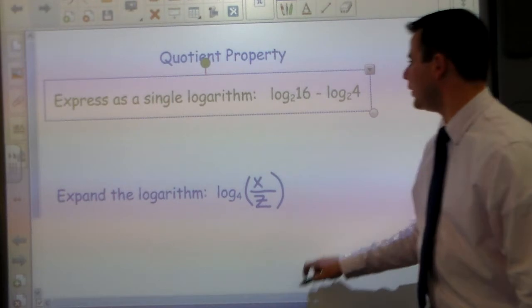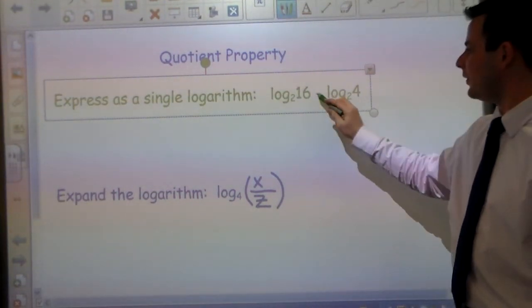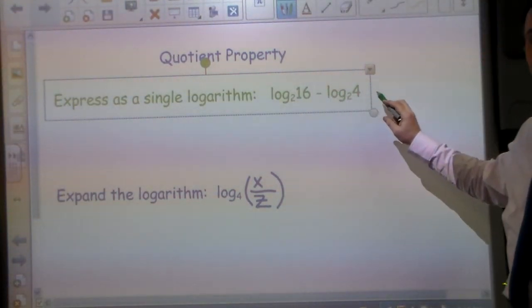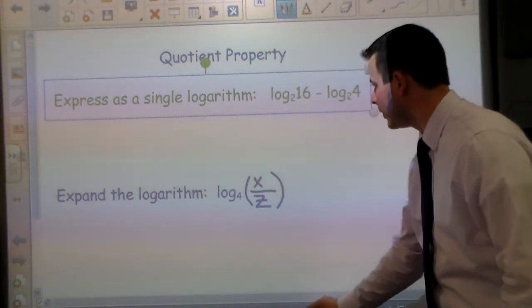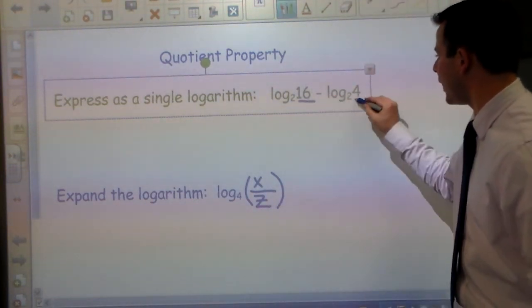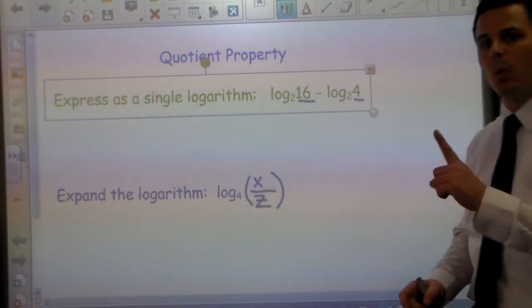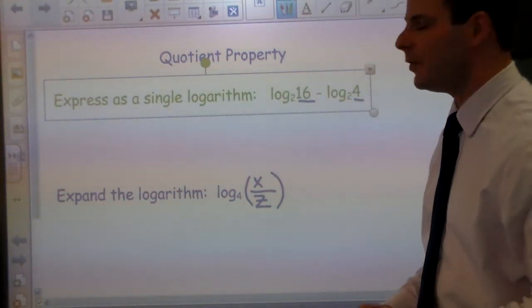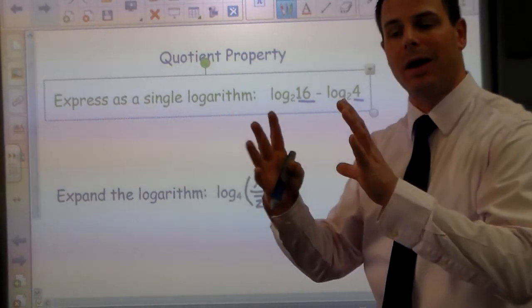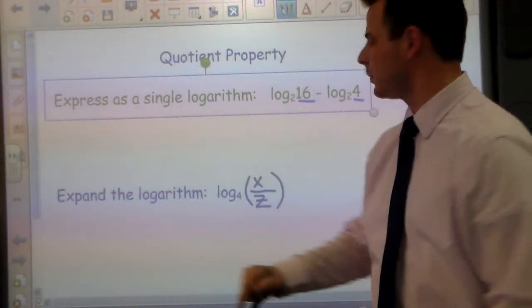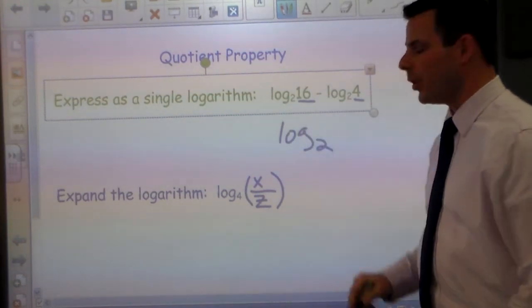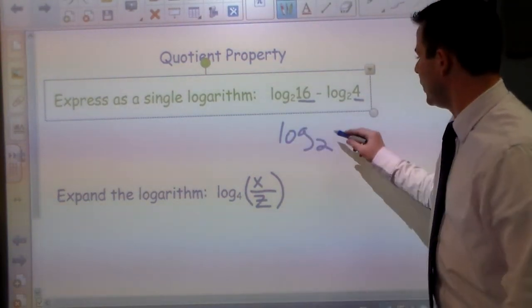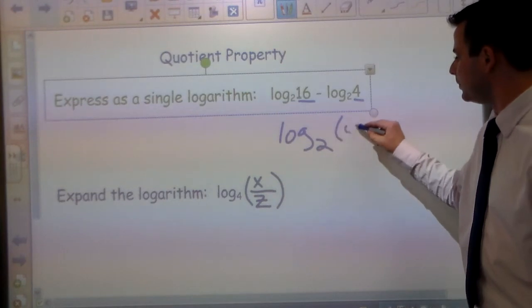So let's just clean this up. We have log base 2 of 16 minus log base 2 of 4. So we're subtracting logs. That means we're going to divide the of portion. We're going to divide these 2 numbers and make it one log. The point of the properties is to either make many logs one log or one log many logs. So log base 2, and we're going to put this in terms of one logarithm, of 16 divided by 4.